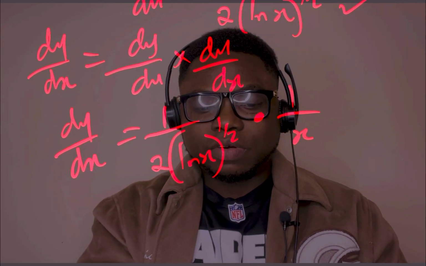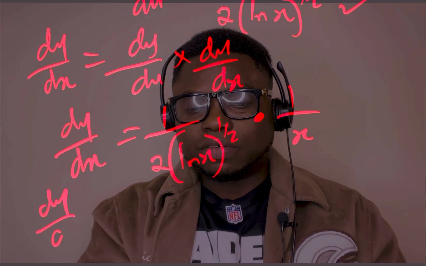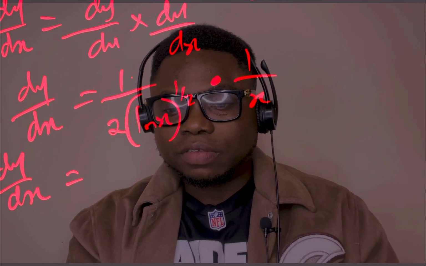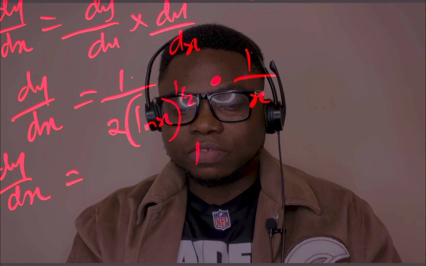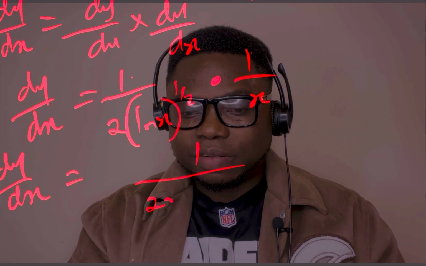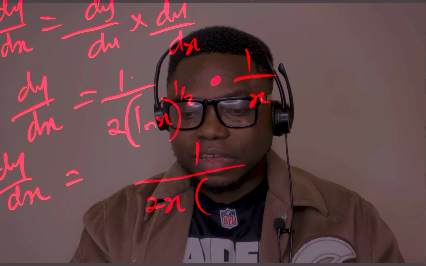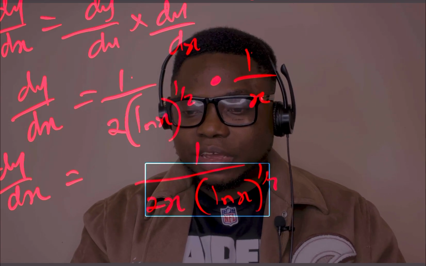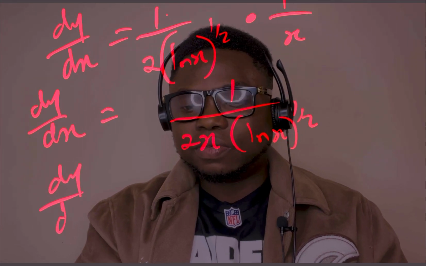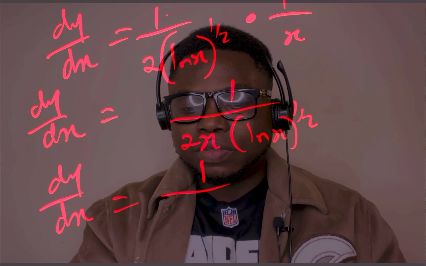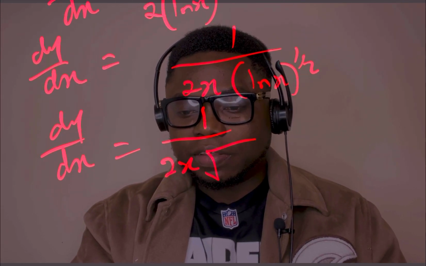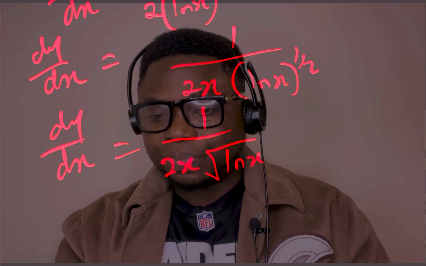So in this case, I'm going to write dy over dx is equal to, now 1 multiplied by 1 is going to give me 1. That's 1 times 1 is 1. Then x times 2 is going to give me 2x brackets ln x raised to the power of half. Okay, I can still write this like this. dy over dx is equal to 1 over 2x square root of ln x. This is the derivative. This is the answer.